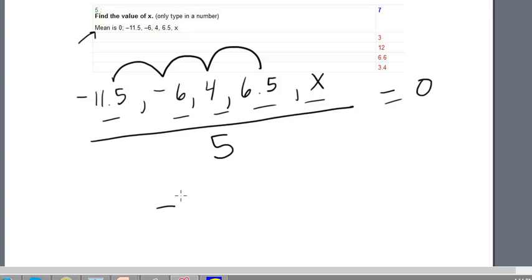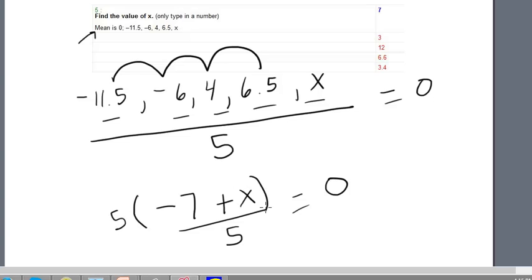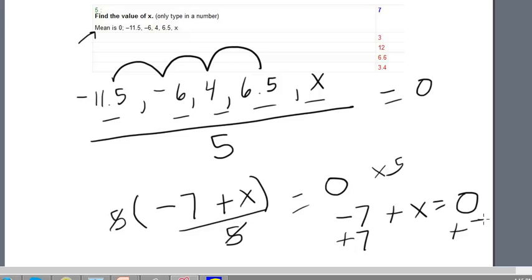When we add those up, we get negative 7. So negative 7 plus x divided by 5 equals 0. So all we're going to do is figure out what x is. If we multiply both sides by 5, these will cancel out, and I'm left with negative 7 plus x equals 0 times 5, which is 0. So if I add 7 to both sides, I get x equals 7. There's our answer, x equals 7.